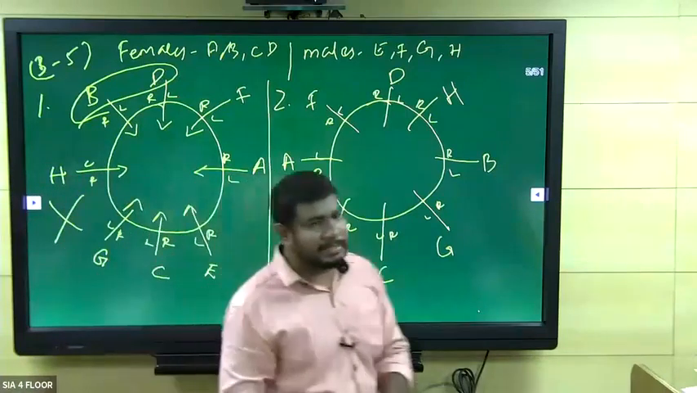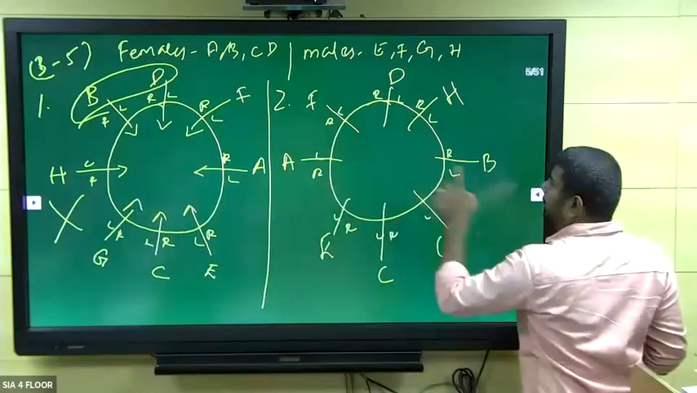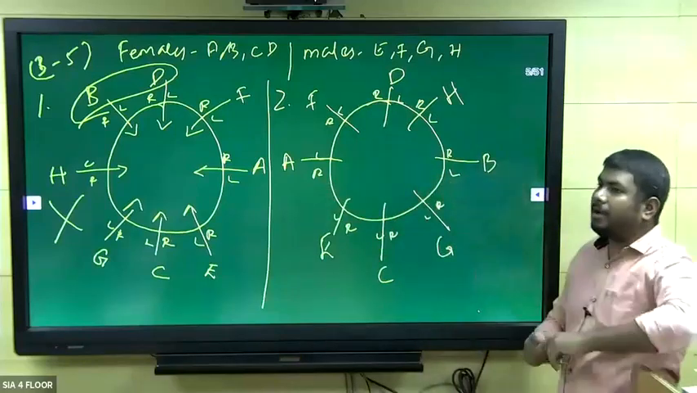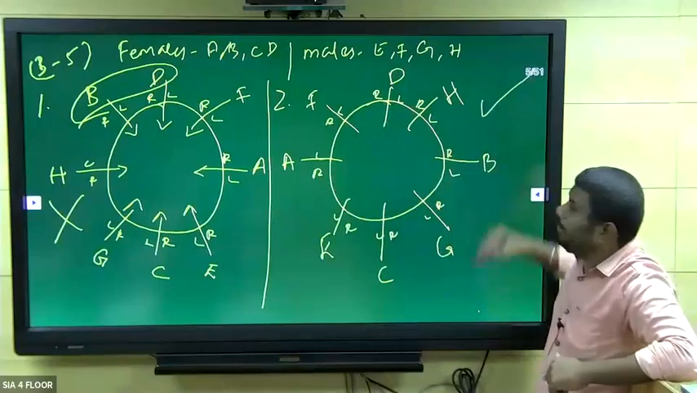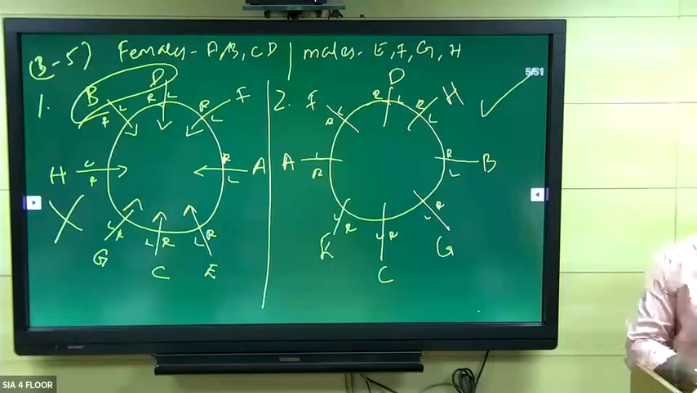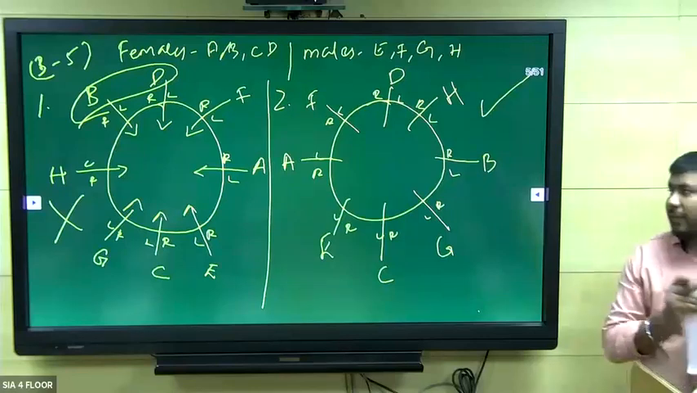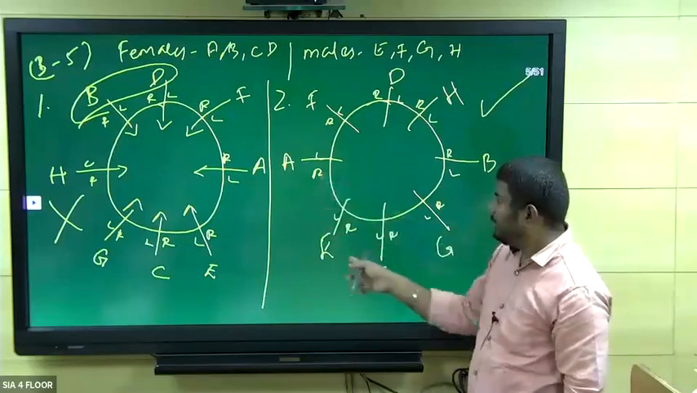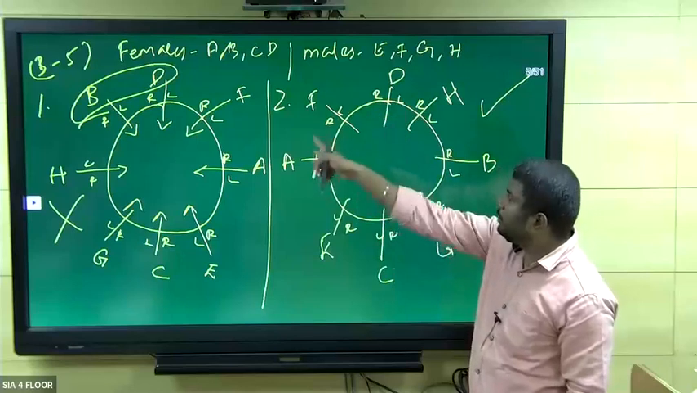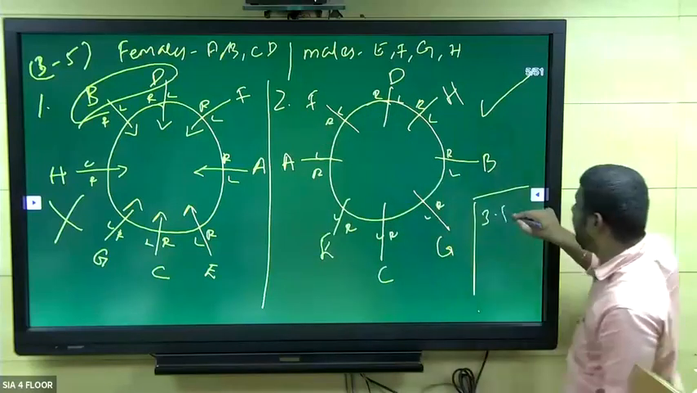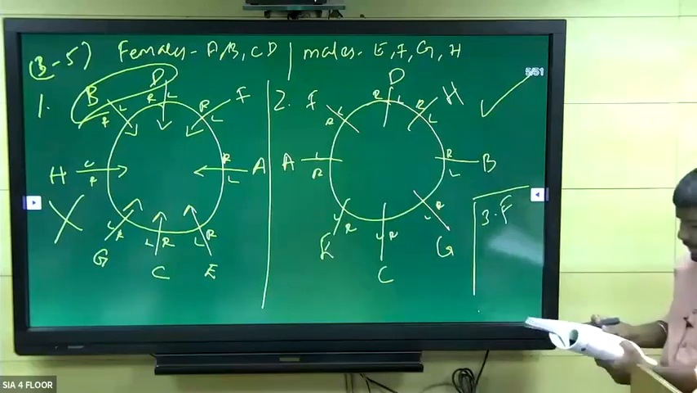Okay, now listen to the second one. A, B, C, D are four females, and E, F, G, H are the males. According to the given statement, the second one is our correct arrangement. Now listen to the question. Who is sitting to the left of A? A is here. The right direction of A is this side, and the left direction is this side. So left of A is F.